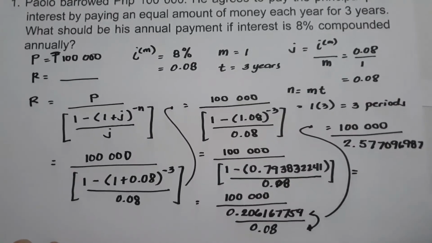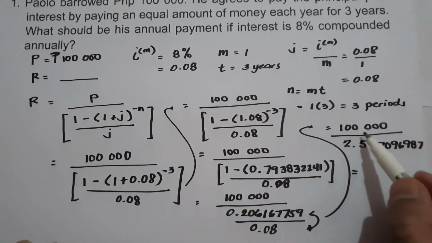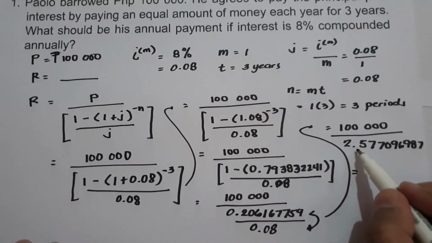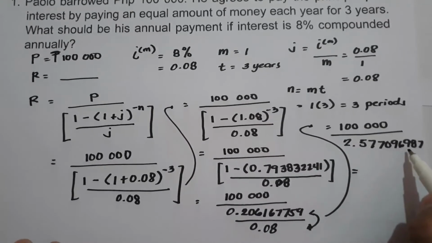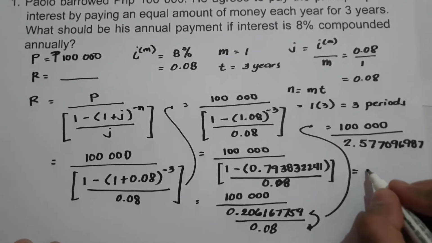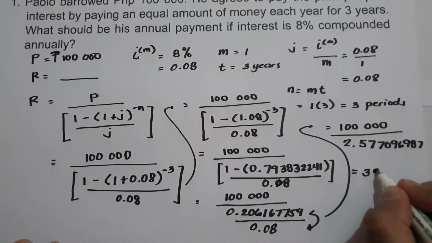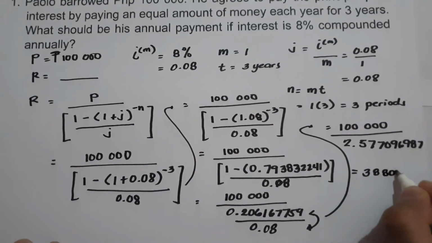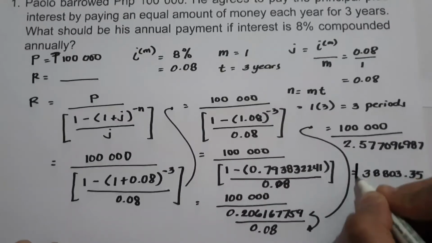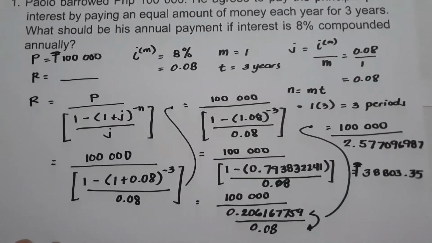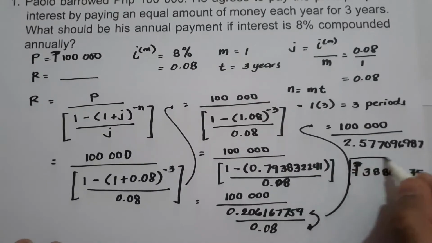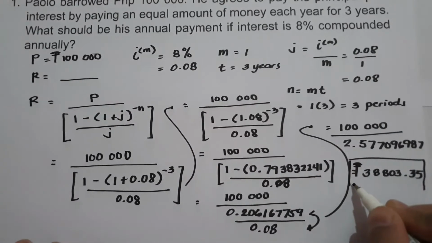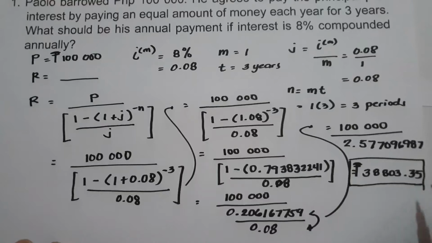2.577096987. And then 100,000 divided by 2.577096987, it will give us 38,803.35 pesos. Therefore, Paulo should pay 38,803.35 pesos every year for 3 years, and this will be our answer.